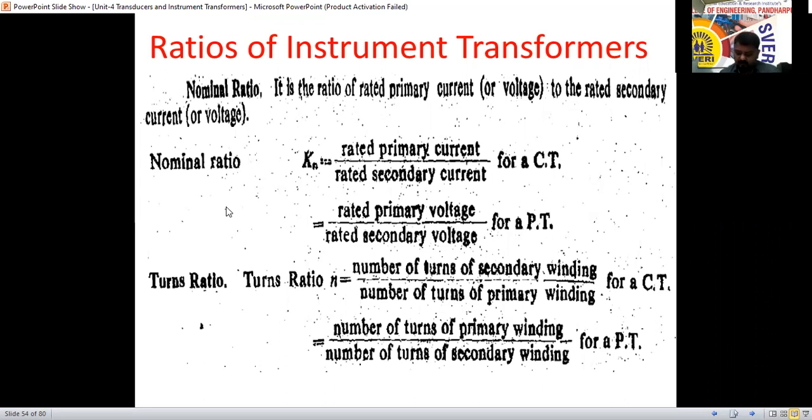Can anyone tell me what you mean by the transformation ratio for CT, the current transformer? Just now we have discussed it. The answer we will get is zero here. That is the problem with the online session. Whenever I ask any doubts, you should tell. But why are you not trying to give the answers?